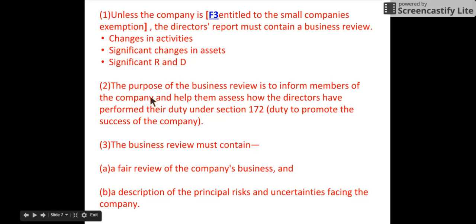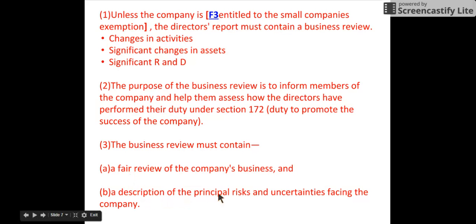Okay, the review of the business is supposed to be there not only as a sales document, but it is also meant to be there to help the shareholders decide how the directors have performed. And so included in the business review is a requirement for it to be fair, and that's something that the auditors now have to comment on. Is the business review realistic?